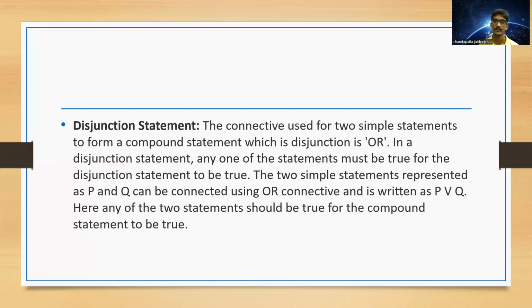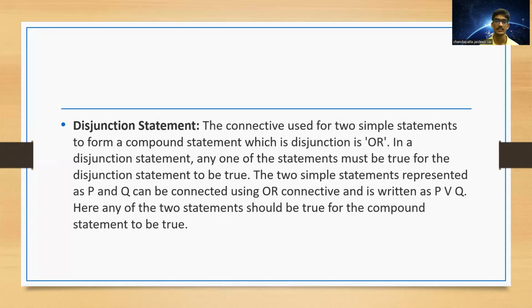Disjunction statement. The connective used for the two simple statements to form a compound statement, which is a disjunction, is or. In a disjunction statement, any one of the statements must be true for the disjunction statement to be true. The two simple statements represented as P and Q can be connected using the OR connective and is written as P or Q. Here, any of the two statements should be true for the compound statement to be true.